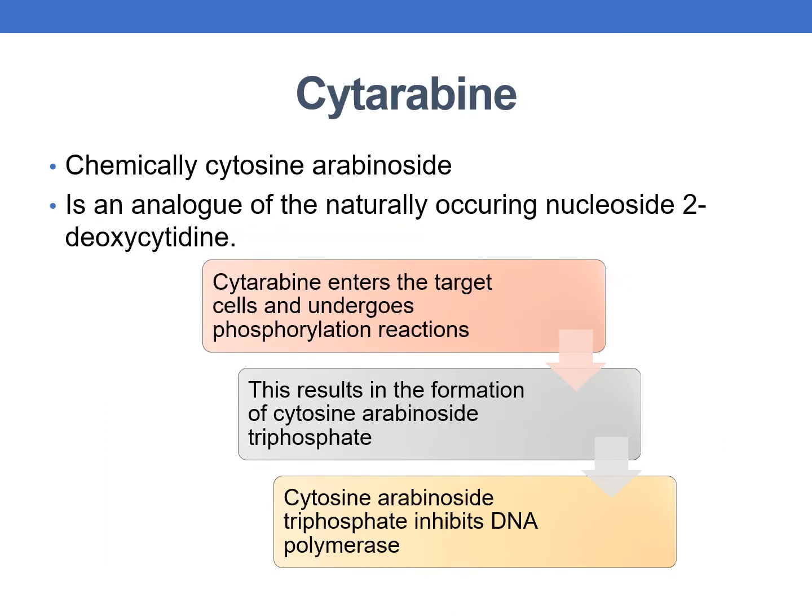The next drug is cytarabine. It is chemically cytosine arabinoside. It is an analog of the naturally occurring nucleoside 2-deoxycytidine. Cytarabine enters the target cells and undergoes phosphorylation reactions. This results in the formation of cytosine arabinoside triphosphate, and this cytosine arabinoside triphosphate inhibits the DNA polymerase enzyme. So thereby cytarabine acts by inhibiting the DNA polymerase enzyme, thereby DNA synthesis.